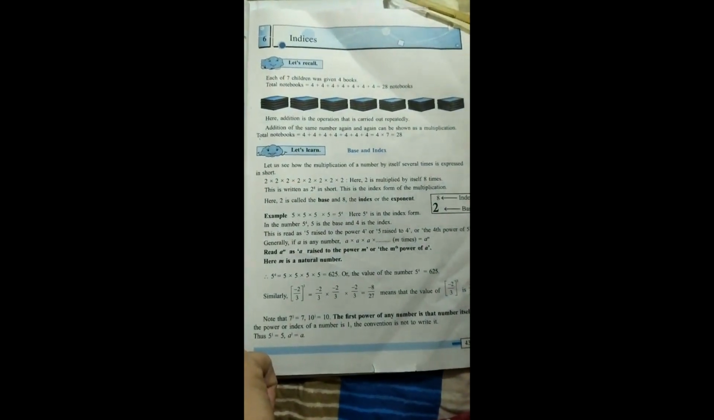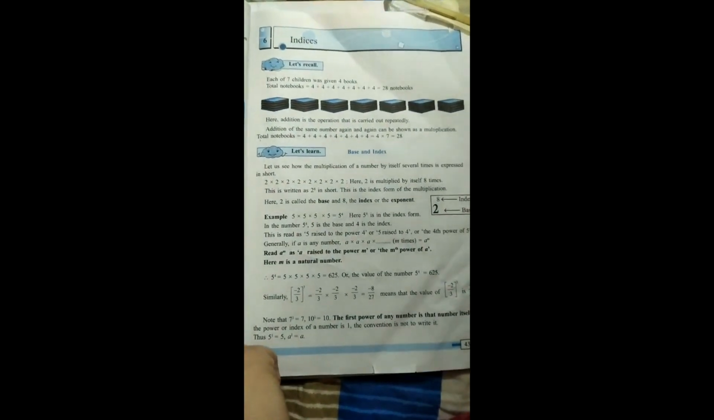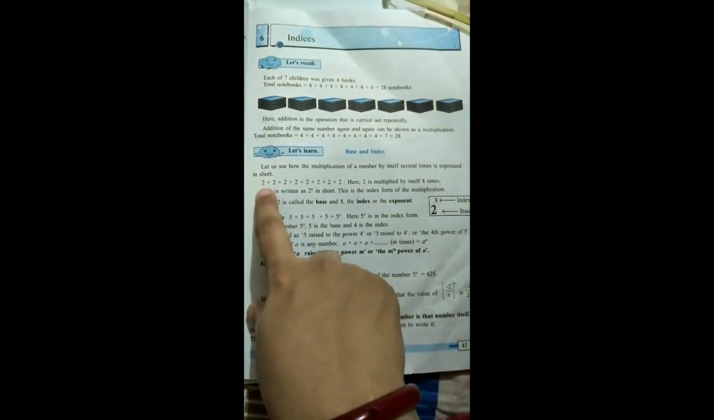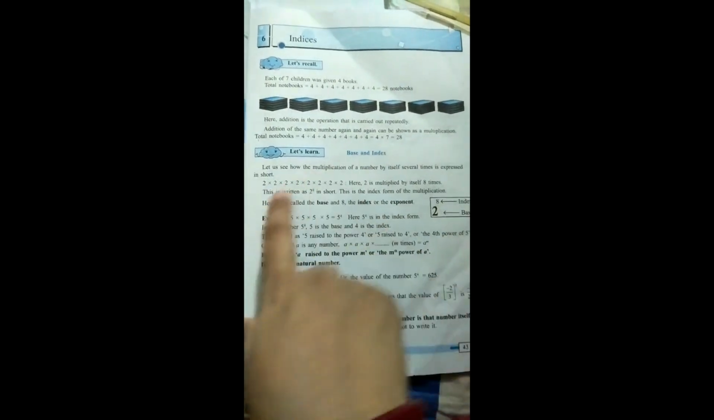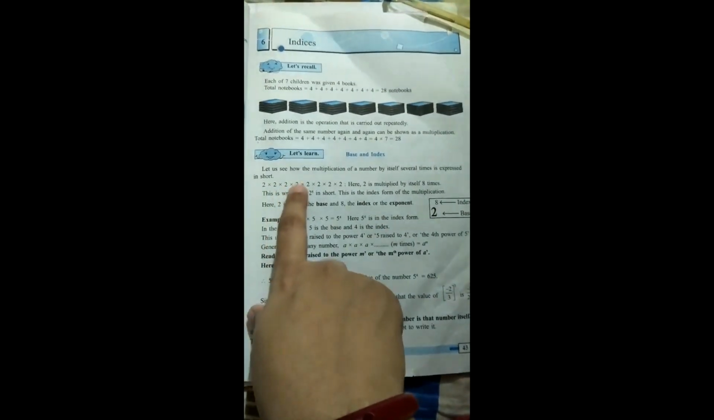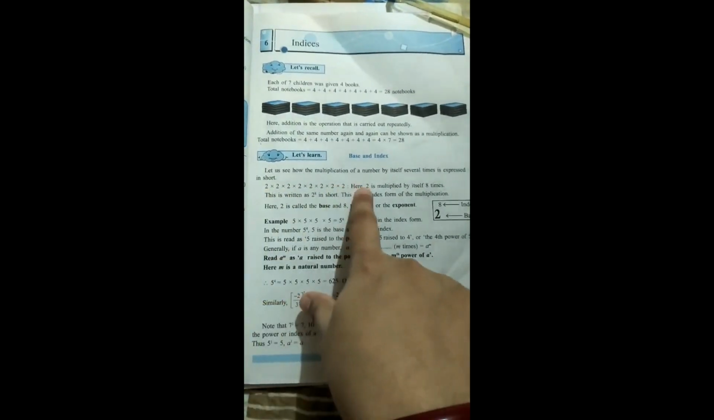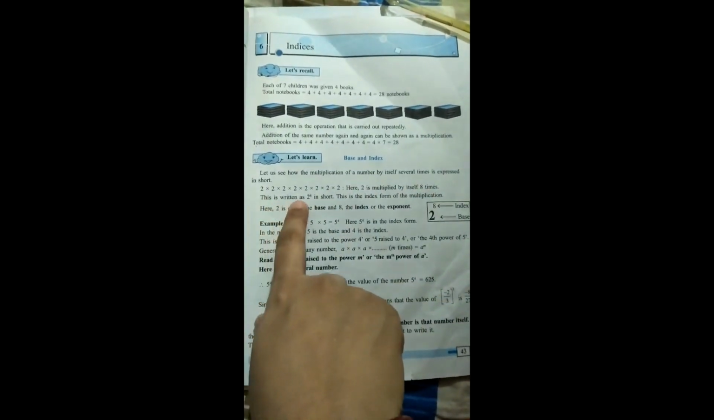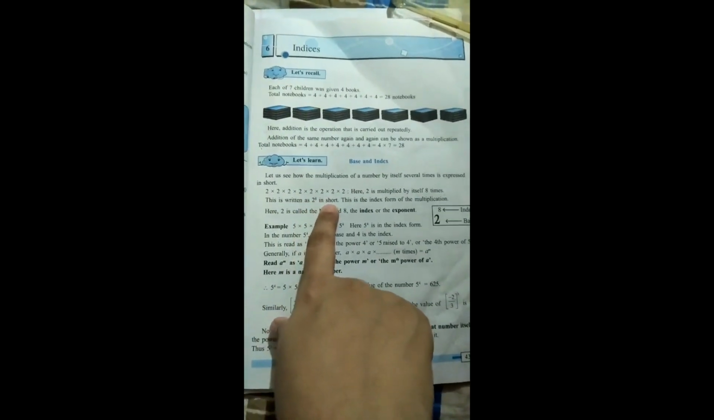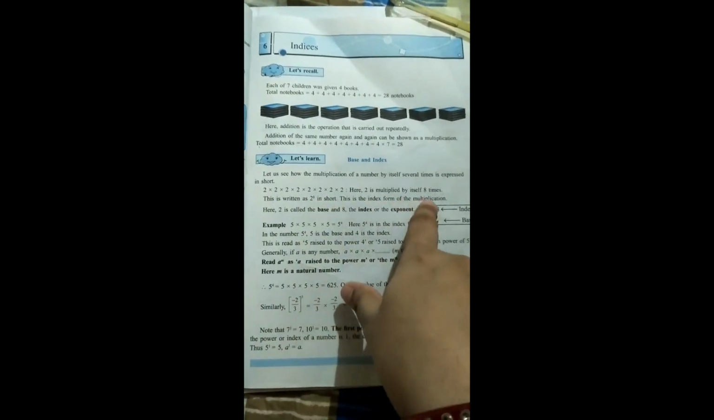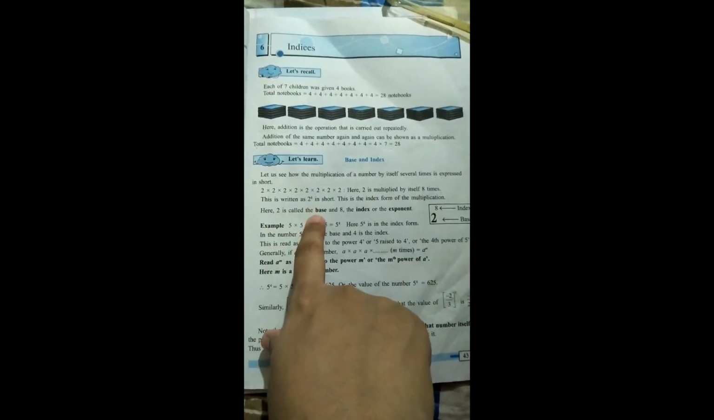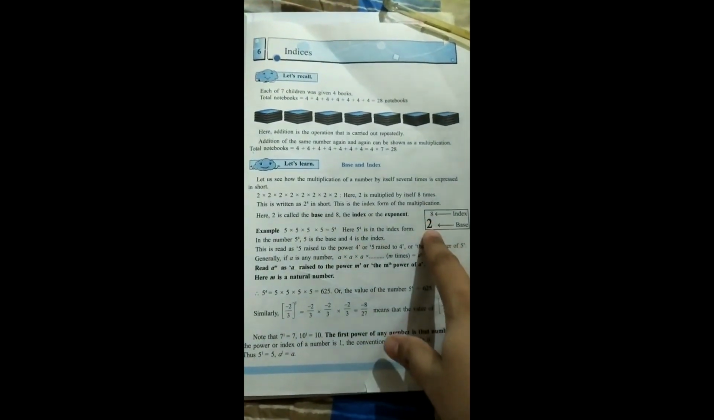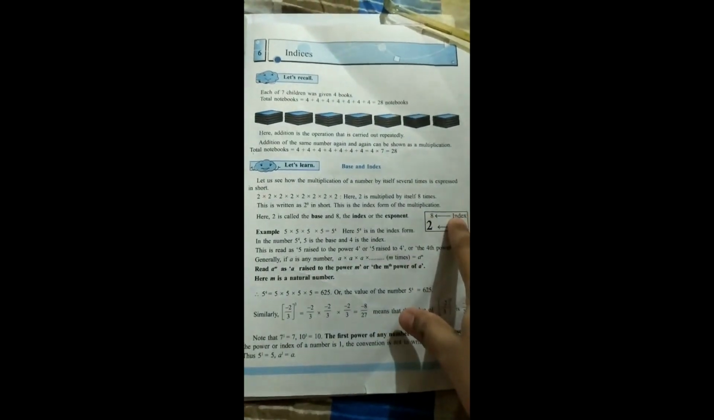Today we are going to do 6th chapter, indices. So what are indices? Here, 2 into 2, base and index, first we will learn. 2 into 2 into 2 into 2, how many times 2 are given? Here 2 is multiplied by itself 8 times. This is written as 2 raised to 8. In short, this is the index form of multiplication. Here 2 is called the base and 8 the index or the exponent. 2 is the base and 8 is the index.